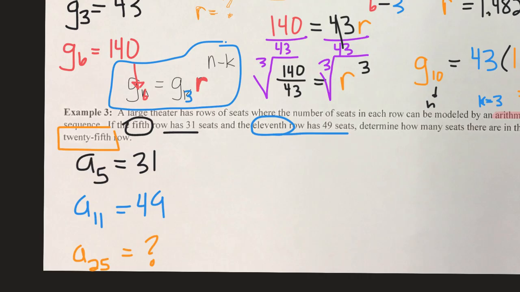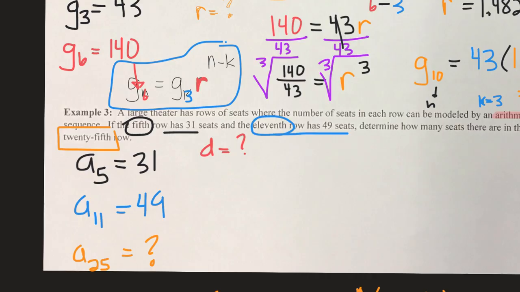Right? We're assuming this is arithmetic, so we are adding seats to every single row. The question is, how many seats are we adding? We don't know what the common difference is. In order to figure out what the 25th seat is, we have to know the difference. So we're going to go back to that formula that we had on the other page. A sub n equals A sub k plus d times n minus k. That's the formula that we're going to use.